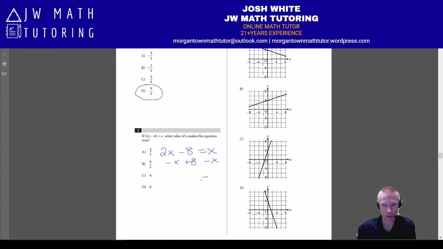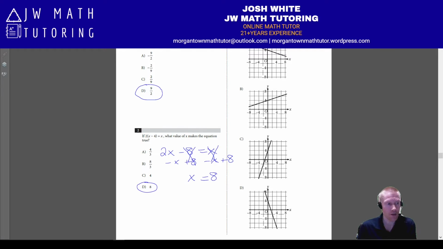So on the right side, the x's cancel, but the 8 that I add over ends up basically just remaining there. Like I said, these 8s are going to cancel, and then 2x minus x is just x. So we just get x equals 8. Correct answer is going to be letter D.